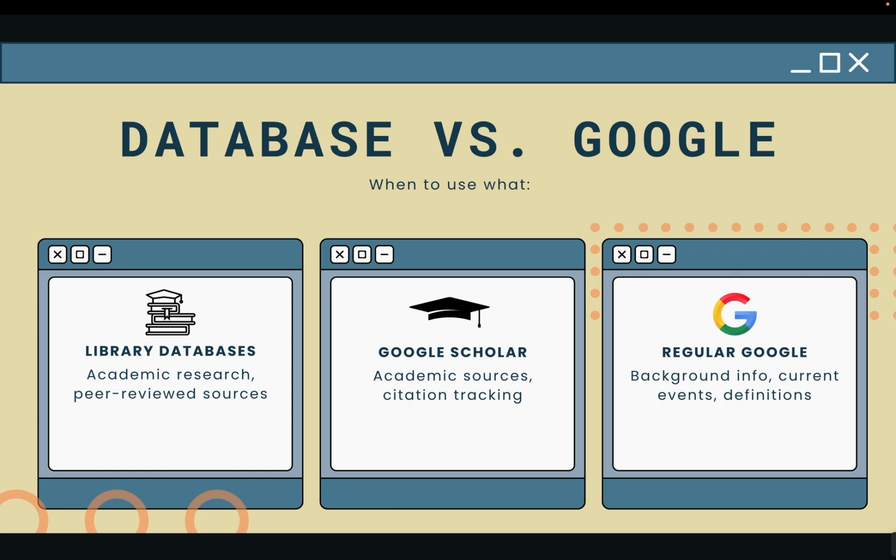Finally is regular Google. Google is good for background information, to get the highlights. Also of current events and some definition highlights. Google is good for surface level information.